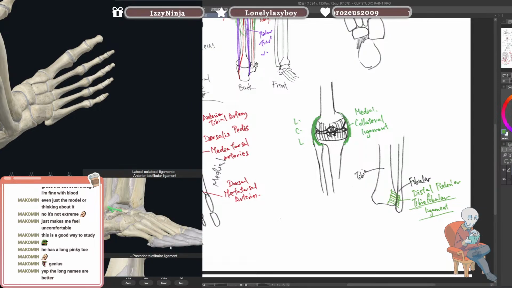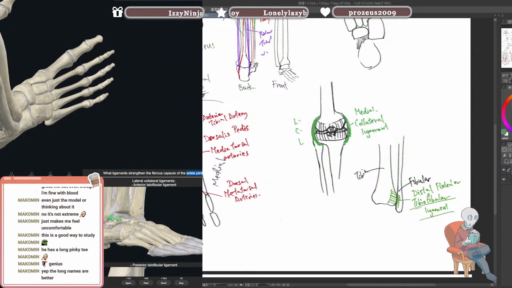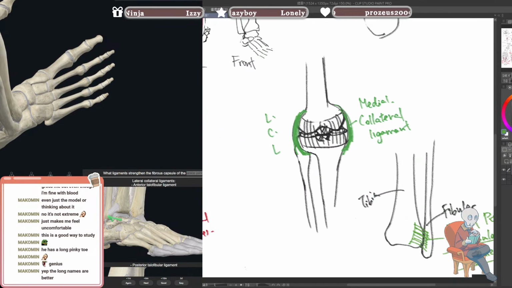Oh, so many. Ankle joint. I said collateral ligament. It's the knee. Oopsie doopsie.